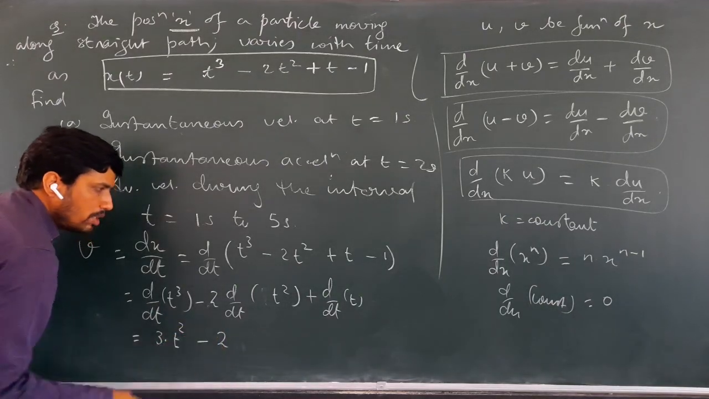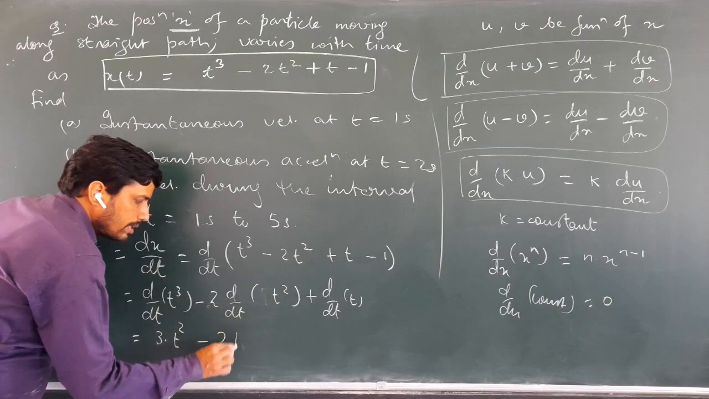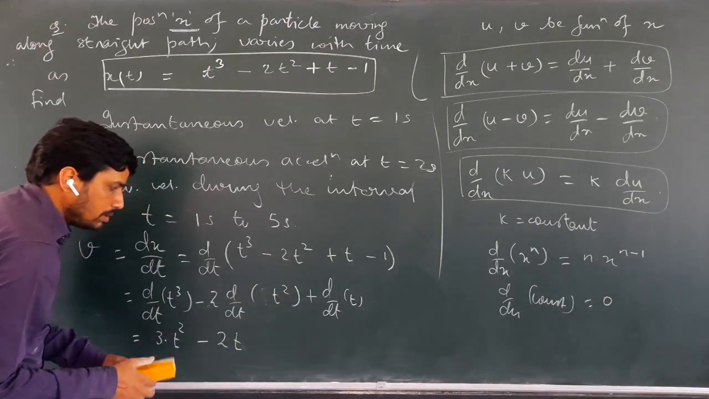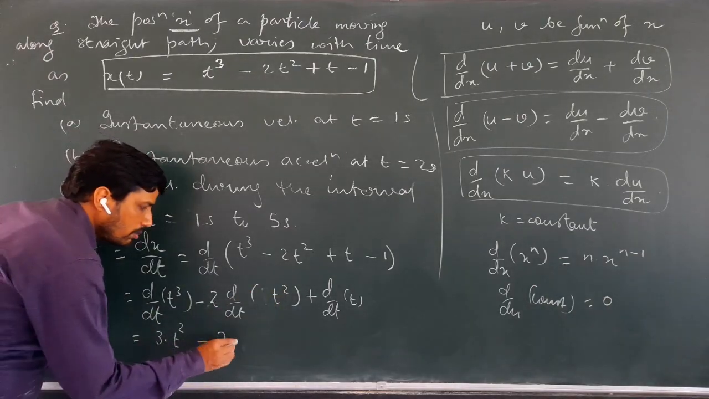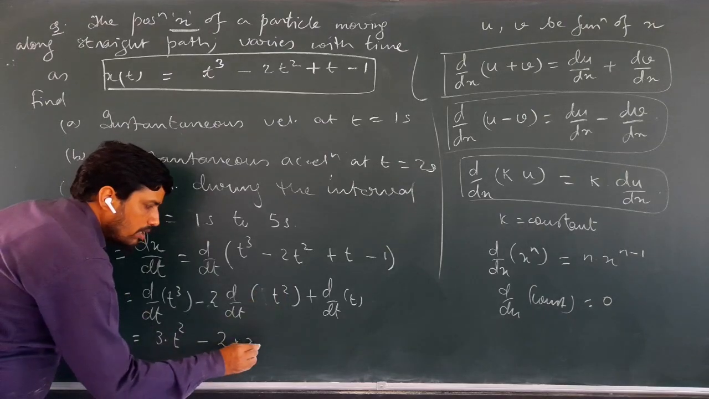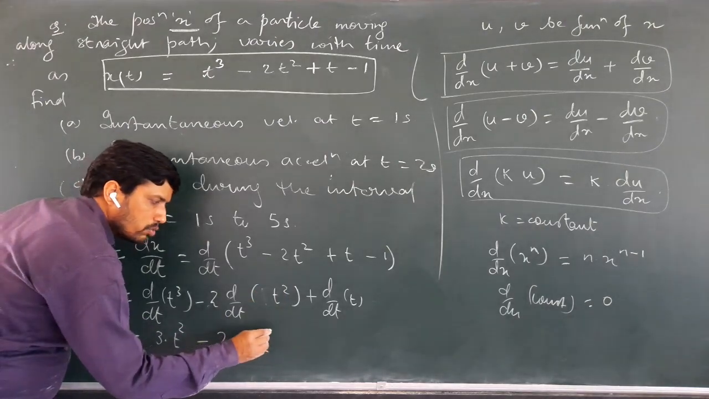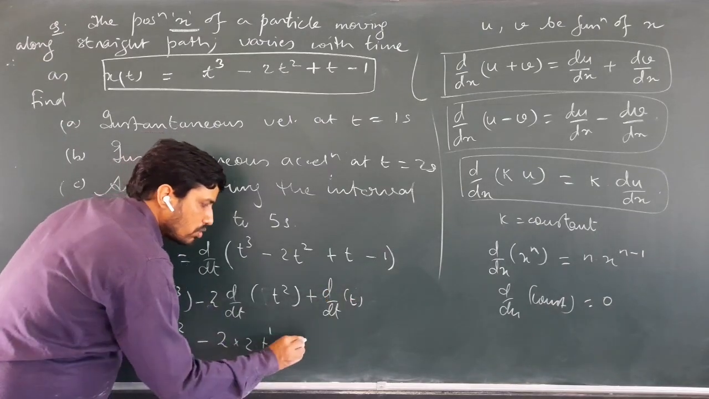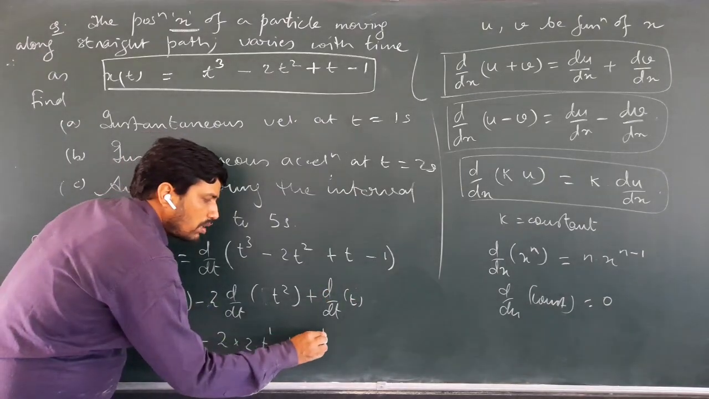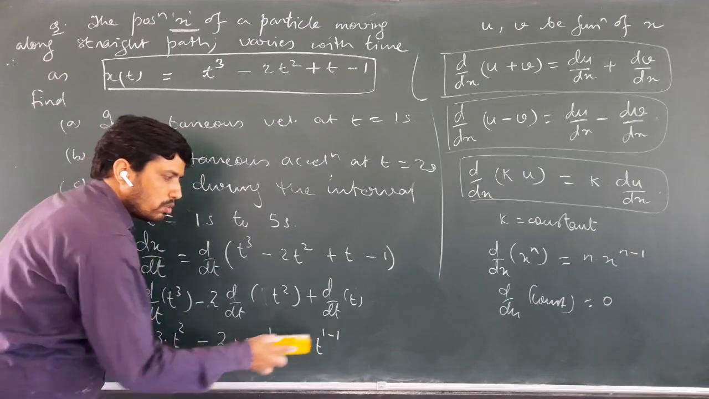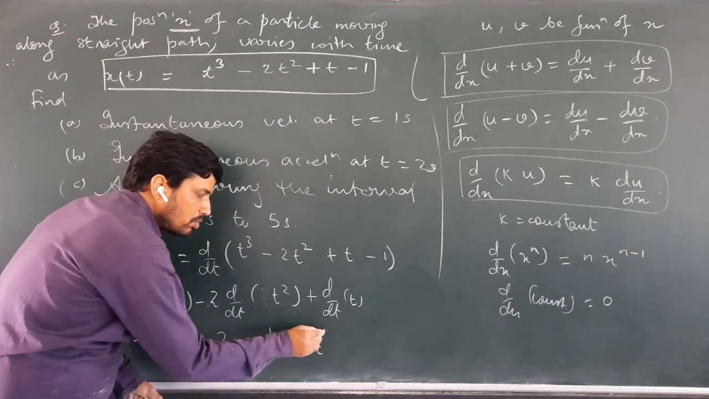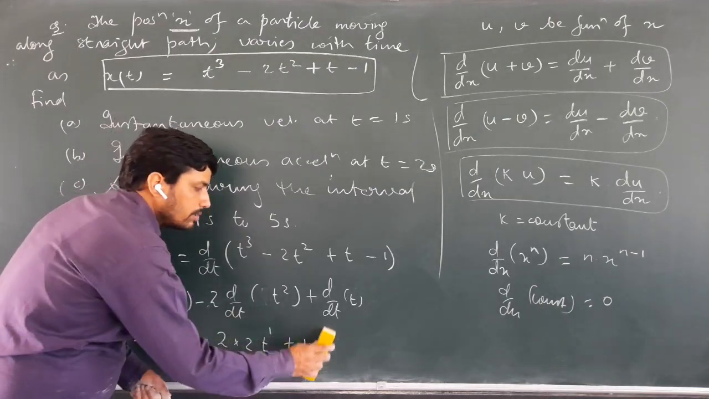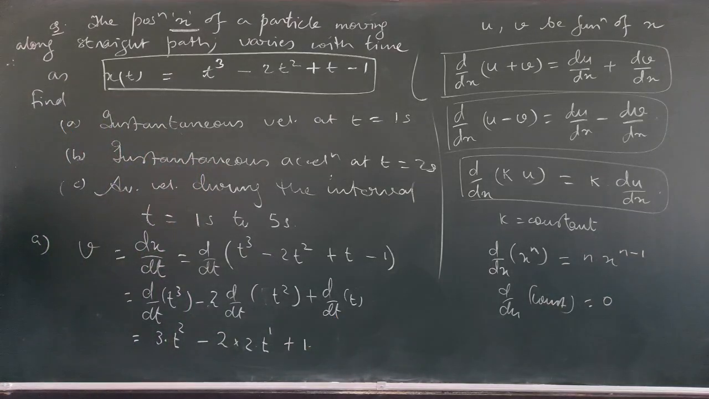Minus 2 into derivative of t square. So derivative of t square will be power 2 into t to the power 2 minus 1, that is 1. And this is t to the power 1. So 1 into t to the power 1 minus 1. What is 1 minus 1? 0. And what is t to the power 0? 1. t raised to the power 0 is 1. So this is the answer.